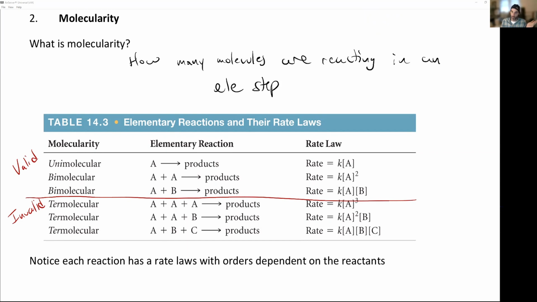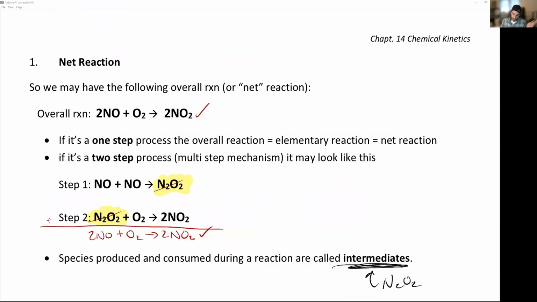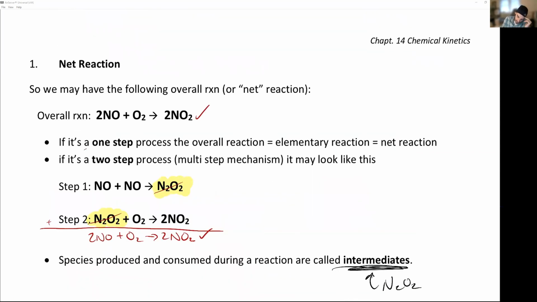Okay, so if we go back and we look at our 2 options, is it a 1-step process? Well, no, it's not. It can't be a one-step process because it has three things. This would be termolecular.